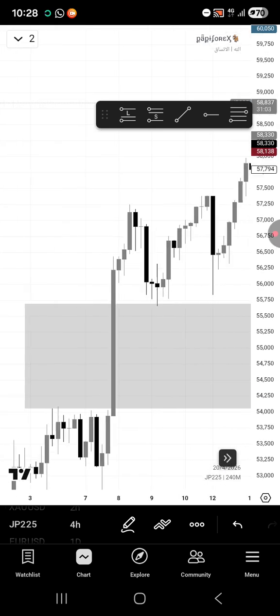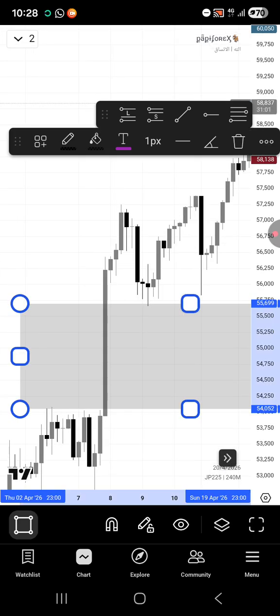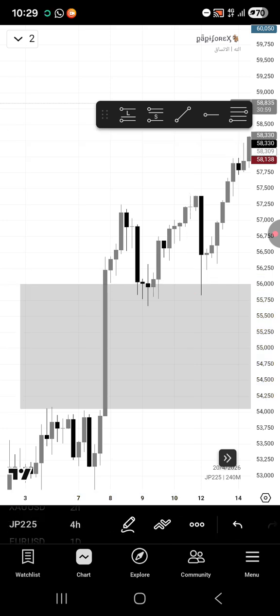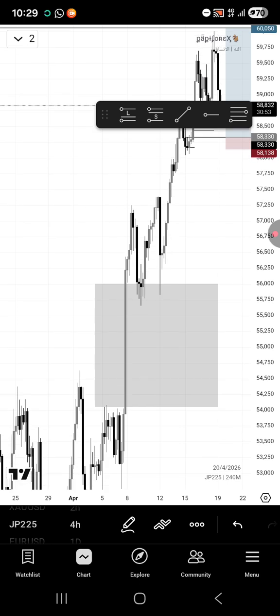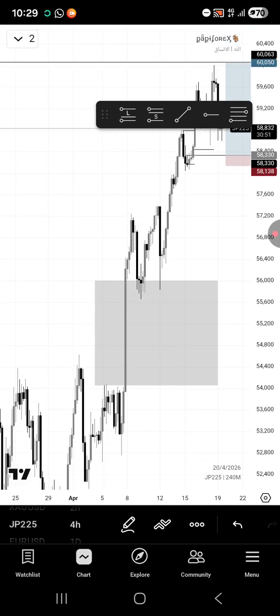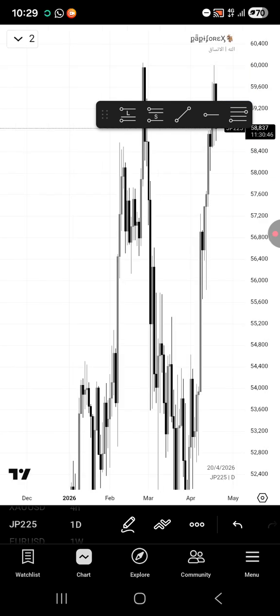You can see that price reacted on this fair value gap here. You understand? It has already reacted on this fair value gap to continue higher. So that's just another type of breakaway gap. I don't think you understand me. Let me repeat it again.